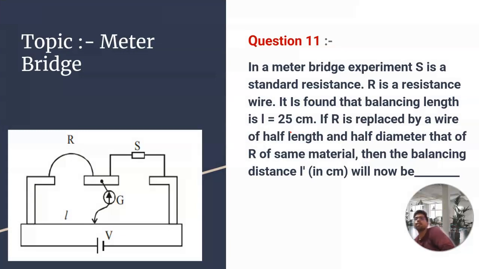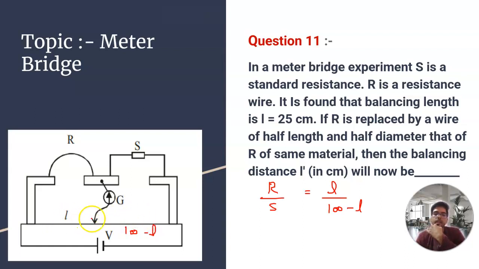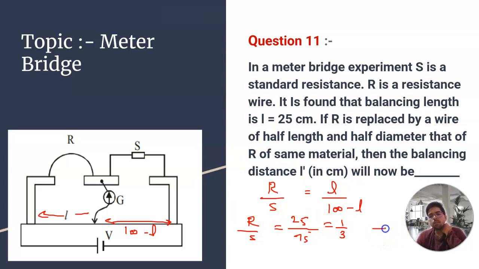In a meter bridge experiment, S is the standard resistance, R is the resistance wire. Clear? The meter bridge condition is a very easy question. R by S is L by 100 minus L, because if this length is L, the total length is 100 centimeters, because it is a meter bridge. So the other length is 100 minus L. Initially they are saying the balancing length is 25. So L is 25, 100 minus 25 is 75. So R by S is 1 by 3. This is equation number 1.